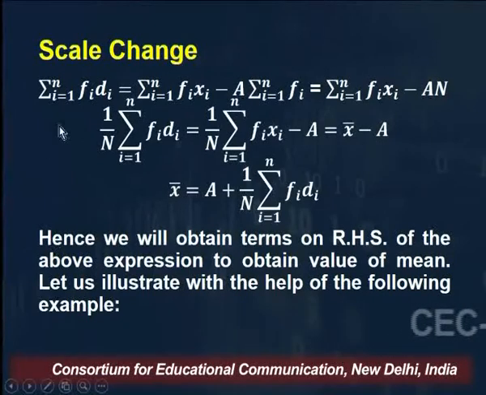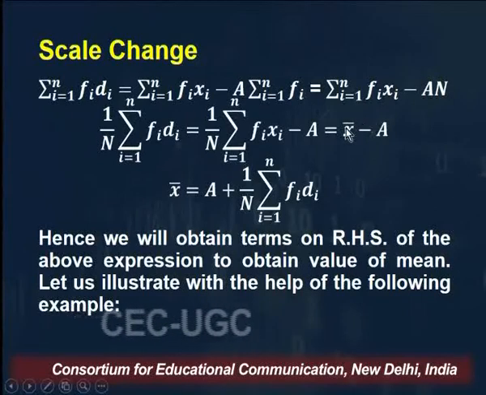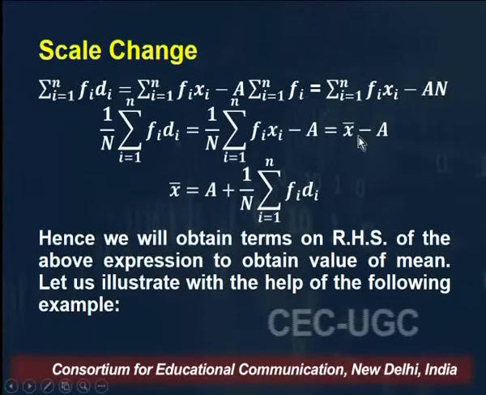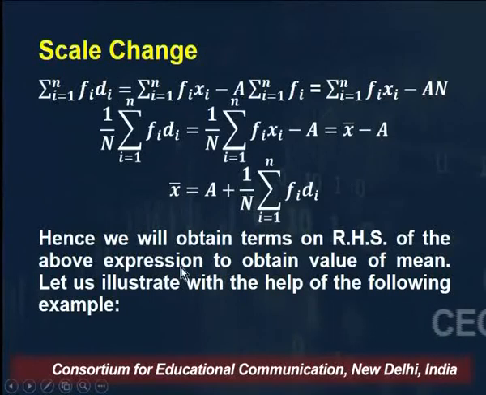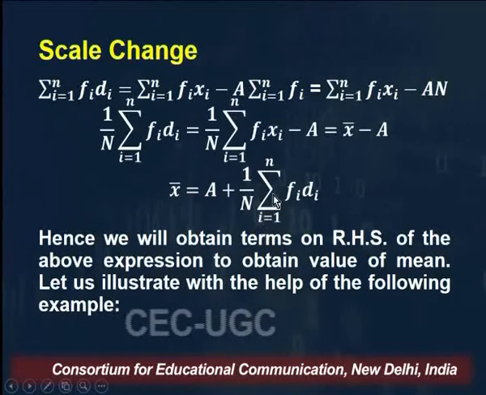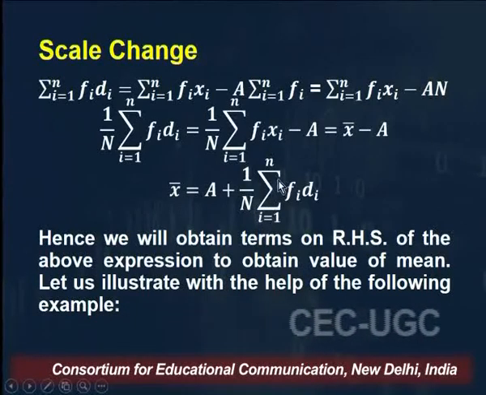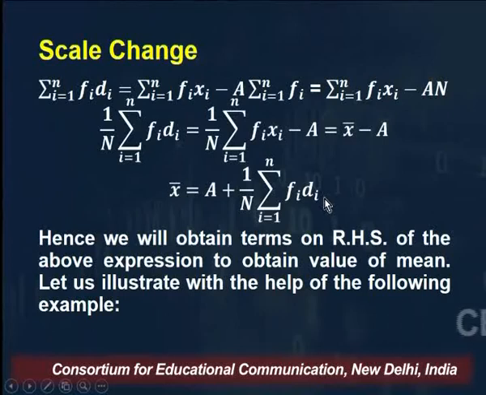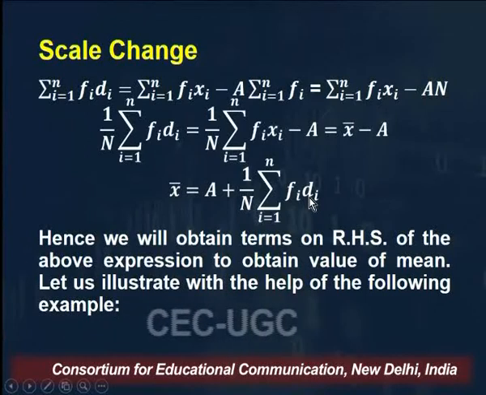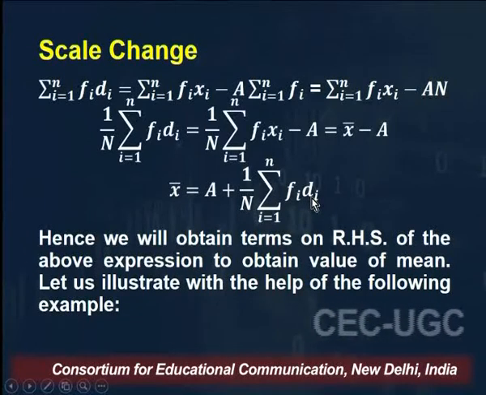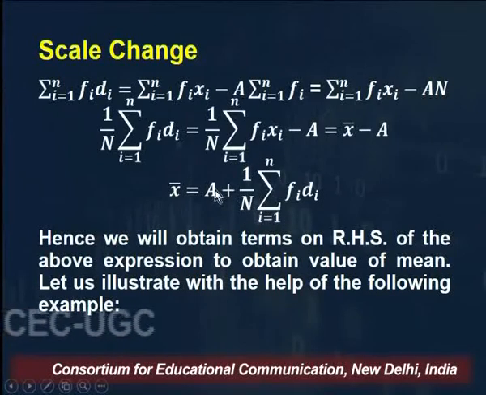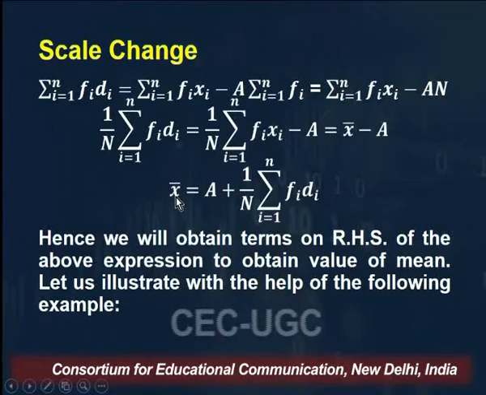So we got 1 by n summation Fi di equal to x bar minus a. Therefore, just take a on the other side. So your x bar will be equal to a plus 1 by capital N summation i equal to 1 to n Fi di. So what it means is, just first obtain di's by subtracting the value of a from each of the xi's, obtain the arithmetic mean of di's, and then add a to it. That will give you the original arithmetic mean.